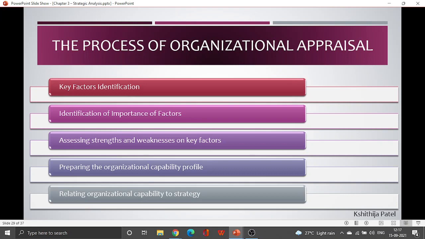And finally we have here relating organizational capability to strategy. Now here many strategic actions are taken to increase the organizational strength and also reduce the organizational weakness. So the result of these strategies, in the long run, fits the organization into its environment, also taking into account the strategic strengths. So these 5 steps we can consider as the process of organizational appraisal.